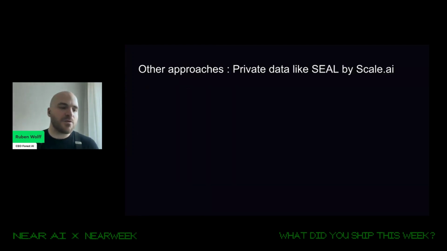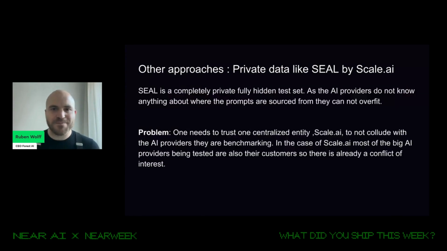Then there's the approach of having all your data be private, so you never tell anyone what the test data is. Seal from Scale AI is one of them that worked quite well. ArcAGI is another one, but you probably haven't heard of these. It doesn't catch on. People in AI are not super interested in things that they can't review. And of course, this is a centralized entity that you have to trust. And yeah, we don't like that.